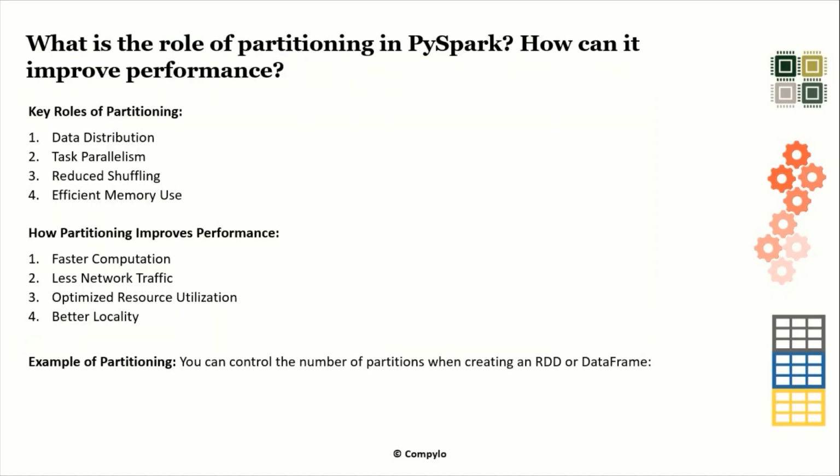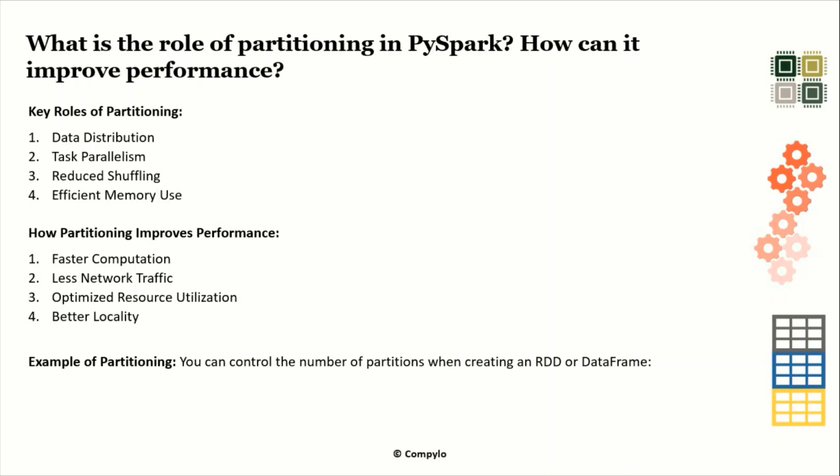Next question is, what is the role of partitioning in PySpark? How can it improve performance? See, partitioning in PySpark plays a crucial role in how data is distributed across the cluster and how tasks are executed. Proper partitioning can significantly impact performance, making operations more efficient and reducing the time needed for computations. There are certain key roles of partitioning. Let's discuss them one by one.